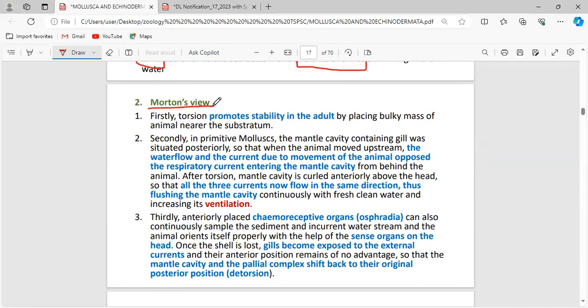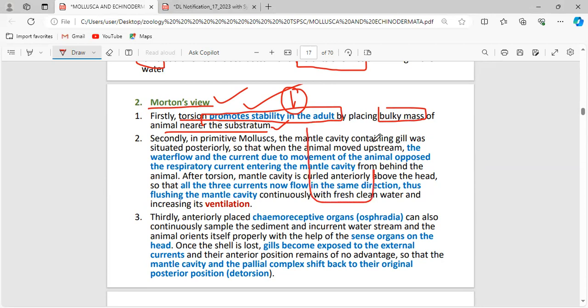And Morton's view is that torsion promotes stability in the adult. First, torsion promotes stability by placing the bulky mass of the animal near the substratum, so that the animal can be easily attached to the substrate. Which means what? See, during the rainy season, wherever you look in your homes, colleges or schools, see, this is the wall.